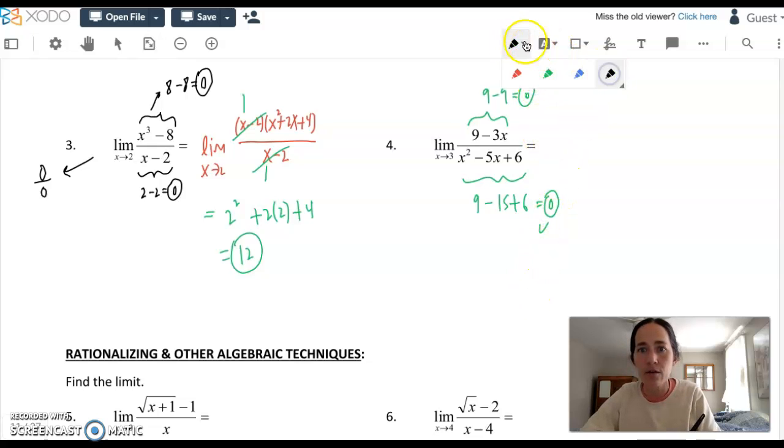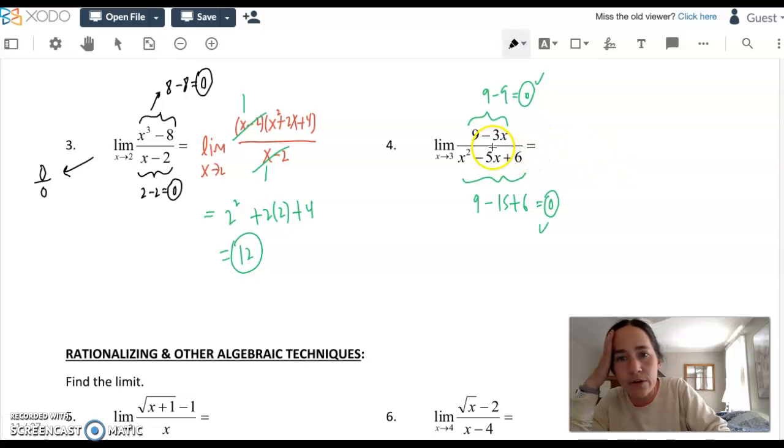So let's try it. For the top to work out, because I see that x being negative, can we reorder it, make it negative 3x plus 9, and let's pull out a negative 3 instead of just a 3 as a GCF.